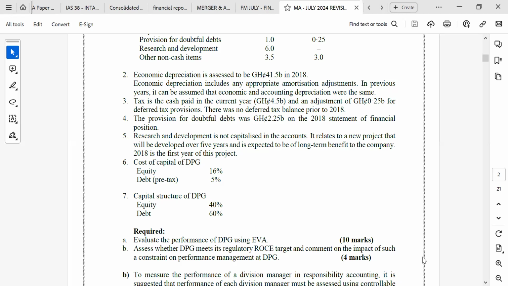If there was no information relating to the research and development expenditure, take the research and development expenditure and add it to your capital employed. It should not be charged to profit or loss.